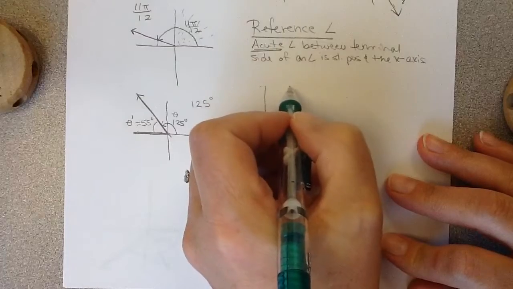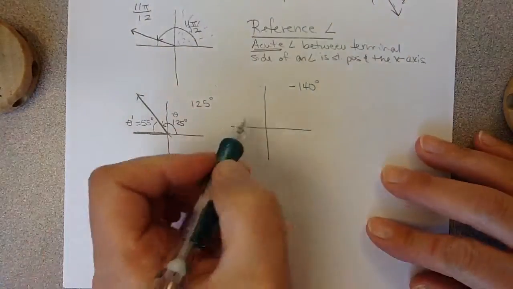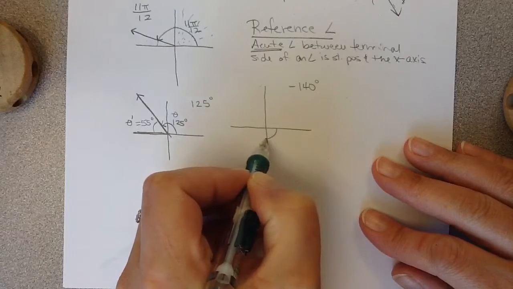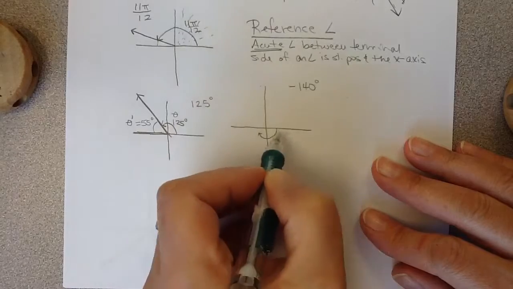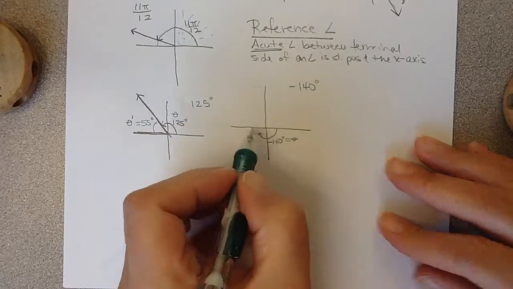Let's find a reference angle for negative 140 degrees. All right, so negative is clockwise. Let's rotate 90, and 50 more makes 140. So there's negative 140. That's theta.